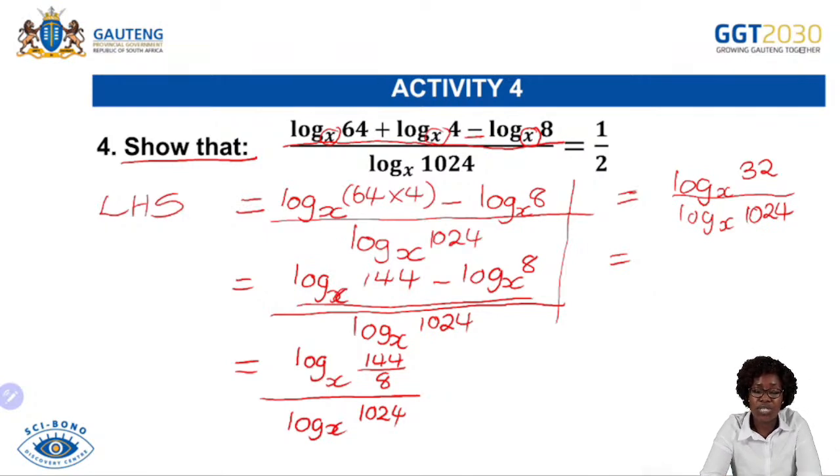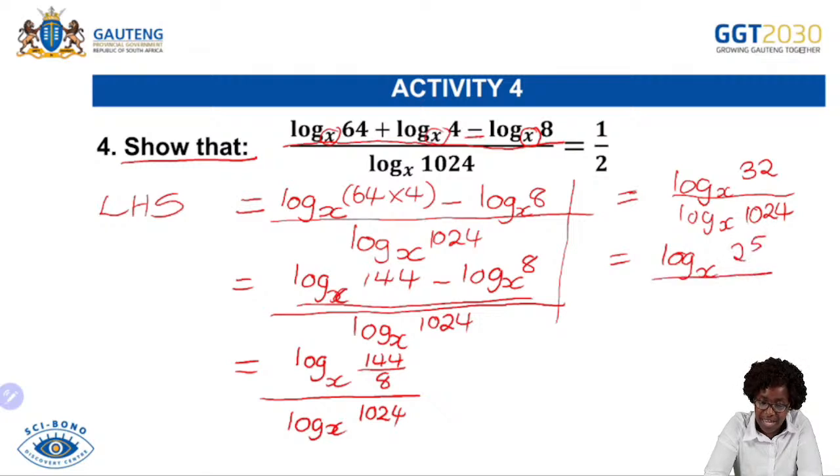So how am I going to continue? I'm pretty sure you have said, let's change that 32 to an exponent. So this now becomes log of 2 raised to the power of 5 to base x divided by log of, again, 1024 can be written as an exponent, and there your base is going to be base 2, fortunately. So this becomes log of 2 raised to the power of 10 to base x.